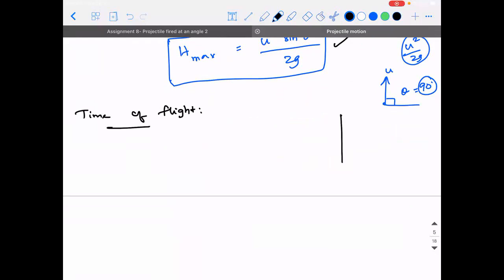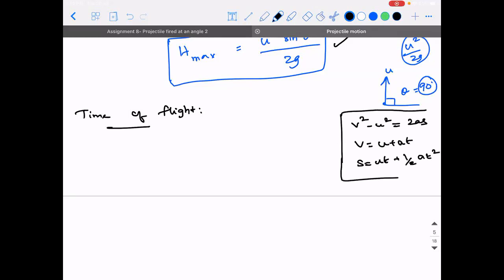I just want to share how I think generally when I solve problems. The three equations of motion are v square minus u square is equal to 2as, v is equal to u plus at, s is equal to ut plus half at square. First of all, what are these three equations? They are the equations of motion, am I right? These are the equations of motion for an object moving under a constant acceleration.